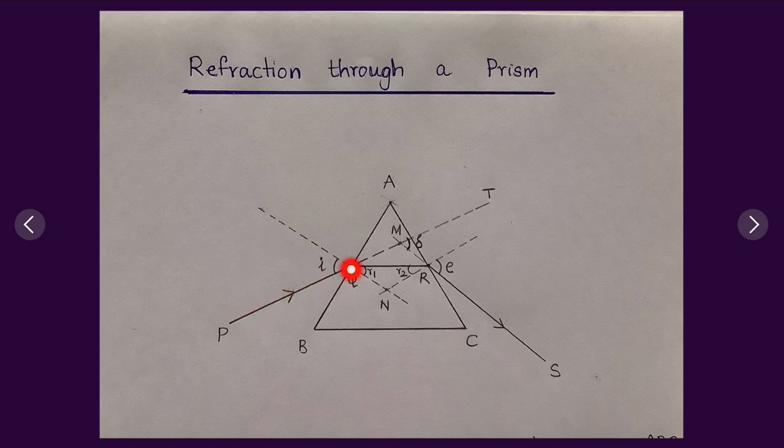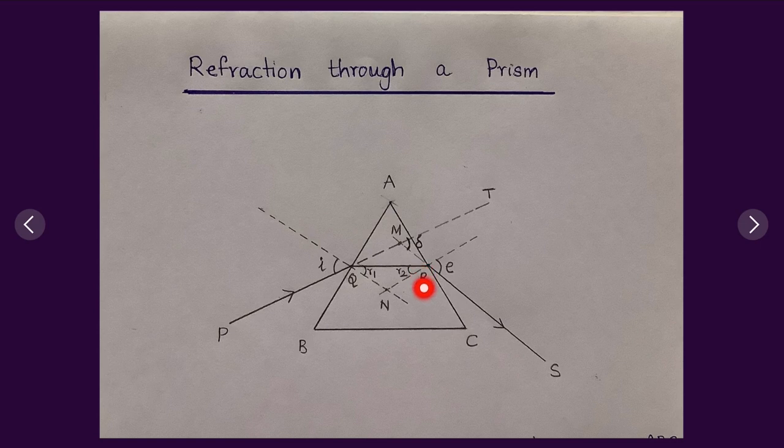Wherever it is incident, we draw a normal. Normal means perpendicular line. QN is the normal to the face AB. Therefore, I is the angle of incidence, that is the angle between the incident ray and the normal. Now the ray is going from rarer medium to denser medium, from air to glass. Therefore, the ray bends towards the normal and it goes along QR inside the prism.